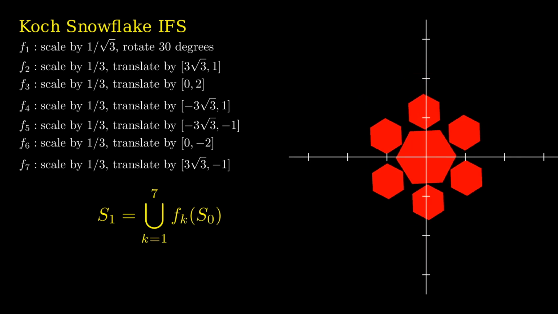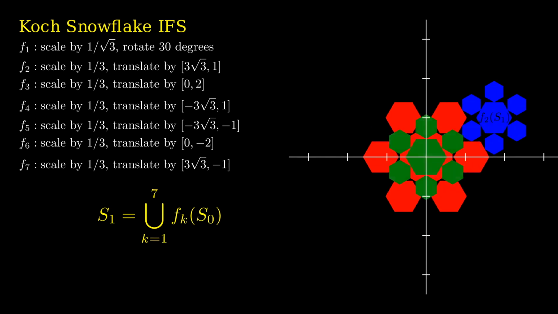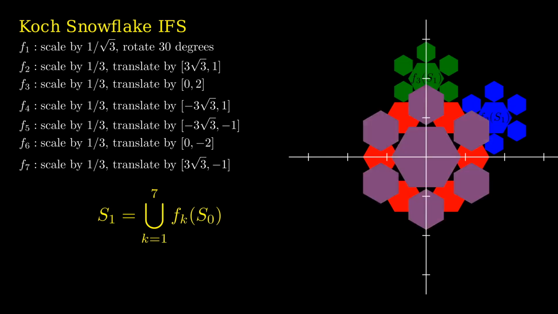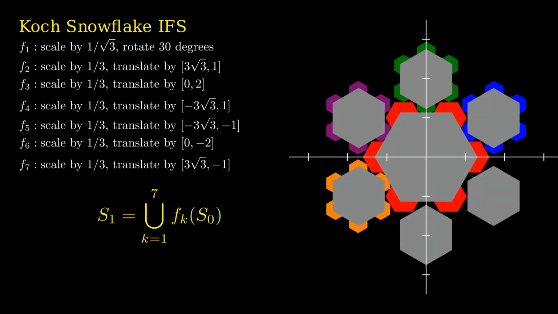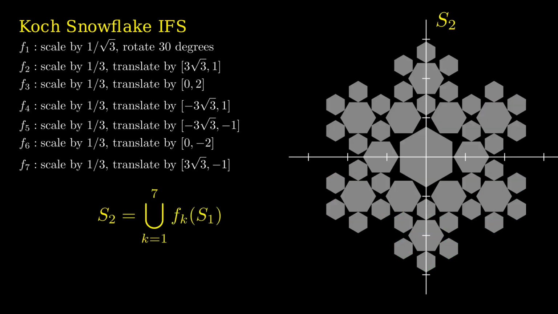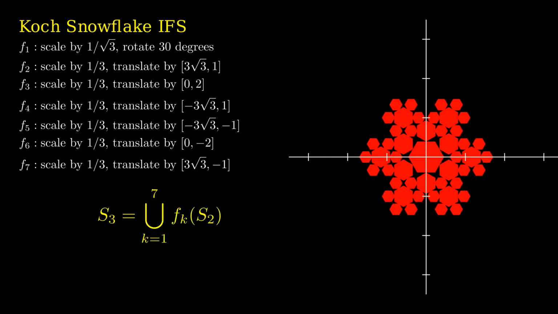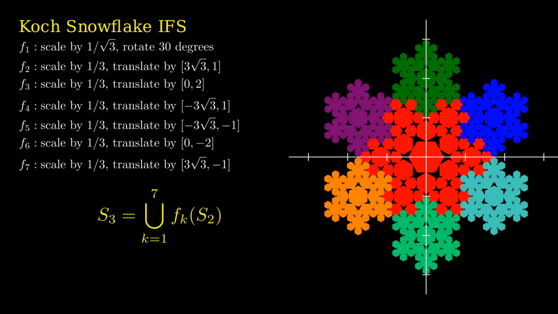For the second iteration, apply each of the functions in the IFS to the set S1. The same scaling, rotation, and translations will transform S1 into 7 new pieces. The union of these 7 pieces now forms the set S2. Keep repeating the construction by applying each of the functions in the IFS to the current set and taking the union to get the next set.